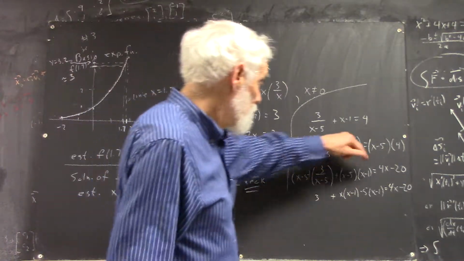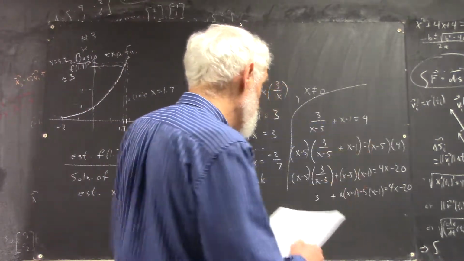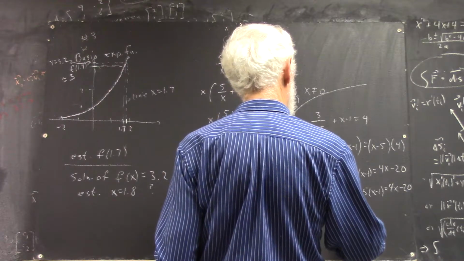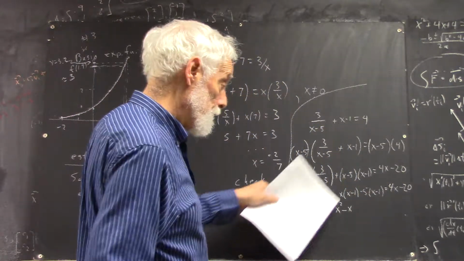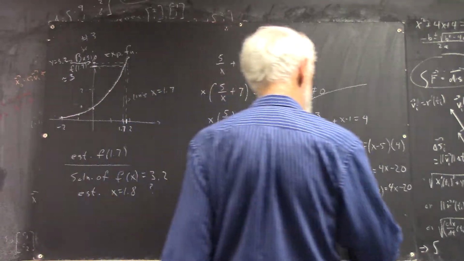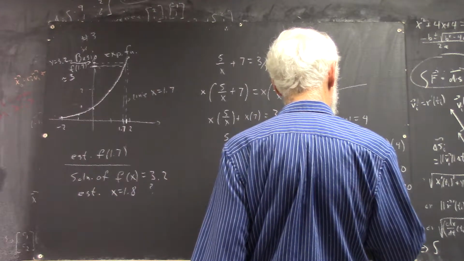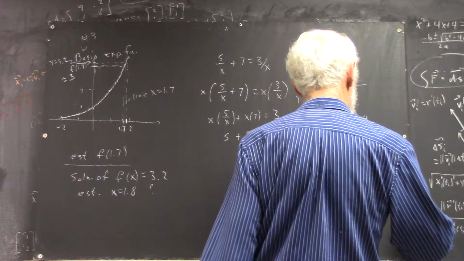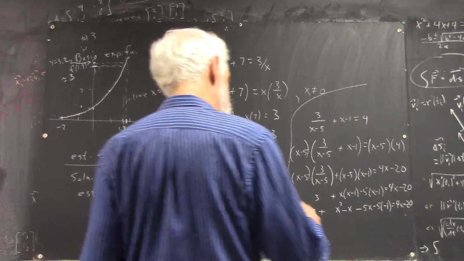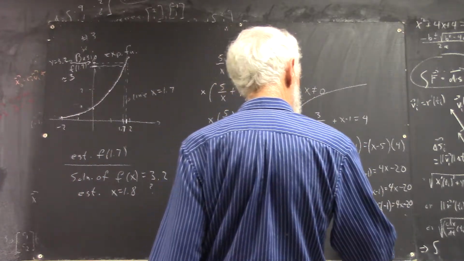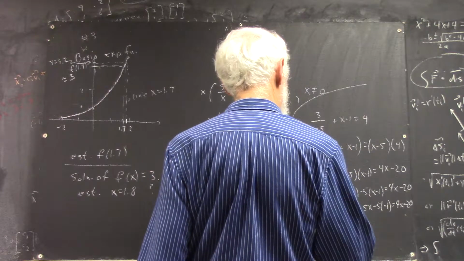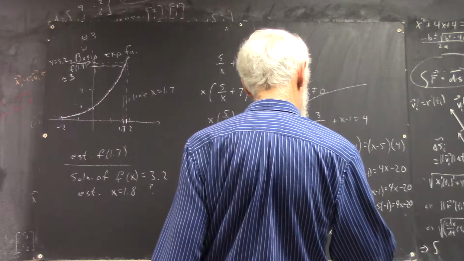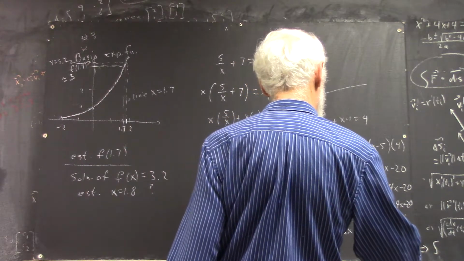X minus 5 times this is x times this minus 5 times this. And that gives us 3 plus x squared minus x, distributing the multiplication by x, right? And then it's minus 5x minus 5 times negative 1. We want to be careful about that. And then we do the arithmetic. You do the steps. We get x squared minus 6x plus 8 equals 4x minus 20.